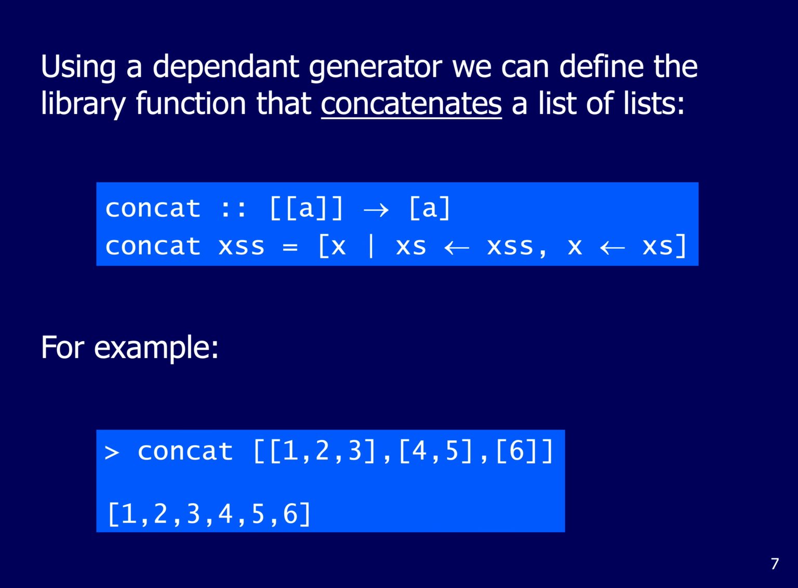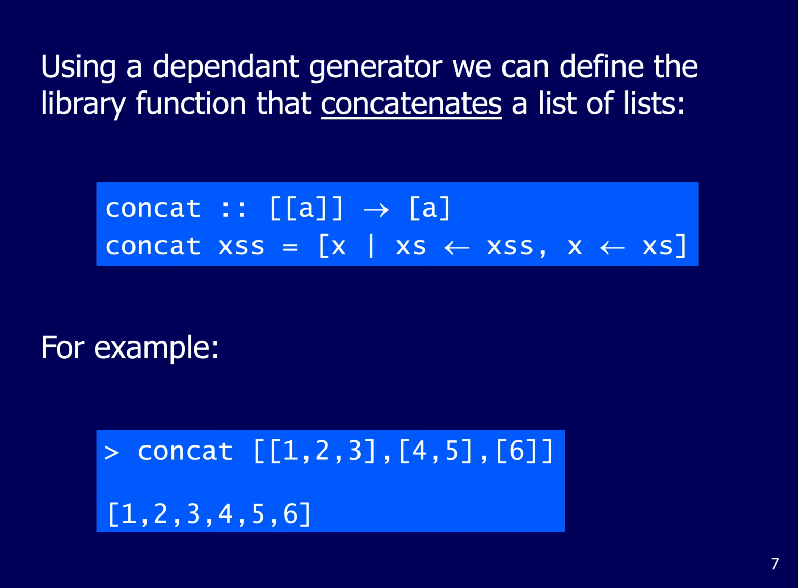And then if we look to the right-hand side, what are we doing? We've got an outer generator, which is ranging over each of the component lists. So it will take each list xs one at a time. And then we've got an inner generator, which is ranging over each of the values in those component lists.